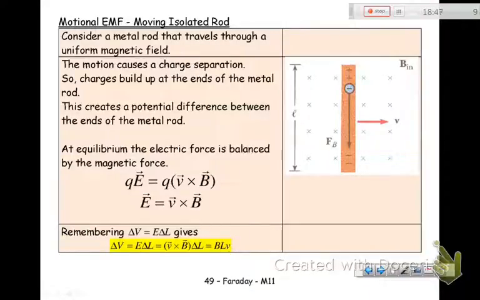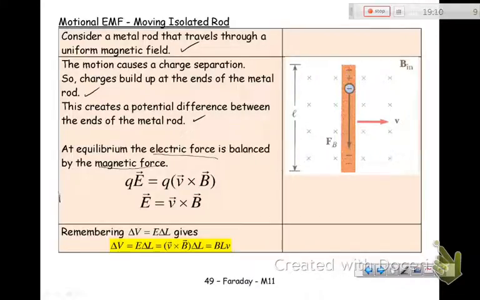I'm not going to worry about the realistic view of it, but we'll go. So we say consider a metal rod or a plane that travels through a uniform magnetic field. The motion causes charge separation. Positives go to one end, negative goes to the other. So charge builds up at the ends of the metal rod. This creates a potential difference between the ends of the metal rod. At equilibrium, the electric force is balanced by the magnetic force.